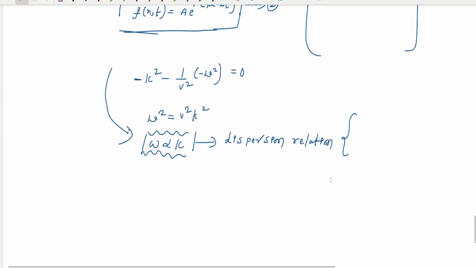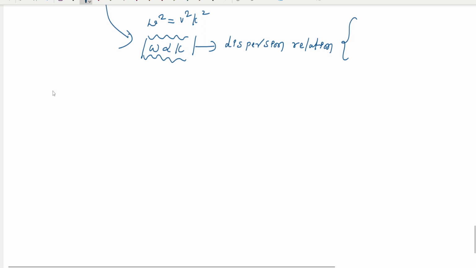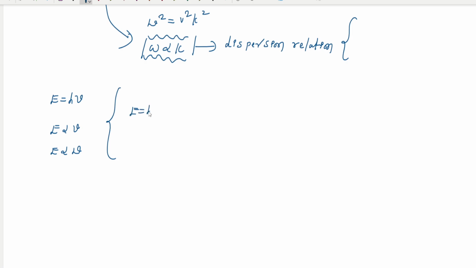Now coming to the quantum case. We know from quantum mechanics that we can represent energy as E equal to h nu. So E is proportional to frequency. How can we get this? E equal to h nu, right?